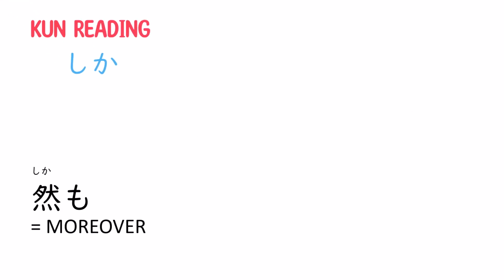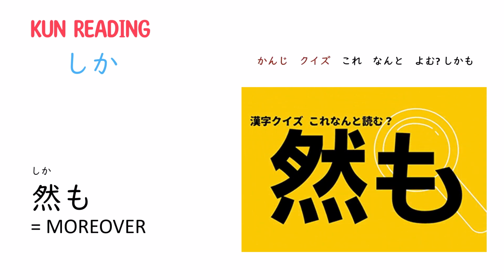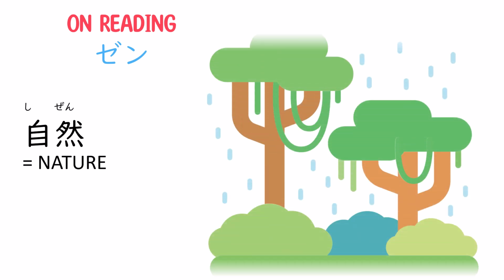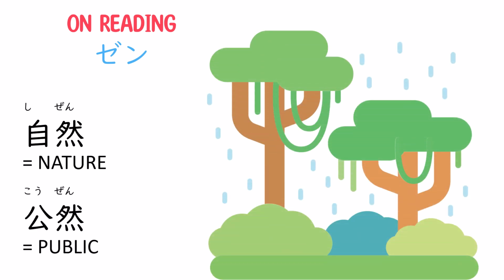The kun reading is shika. The example is shikamo, or moreover. The sentence is Kanji quiz, kore nan to yomu? Shikamo. Kanji quiz, how do you read moreover? The on reading is sen. The examples are shizen, or nature, and kozen, or public.